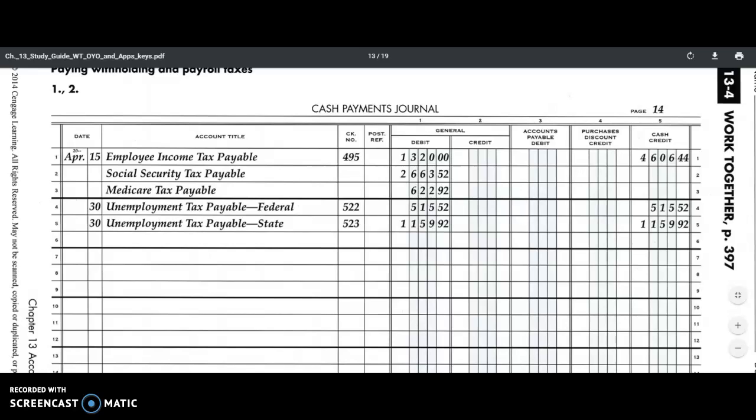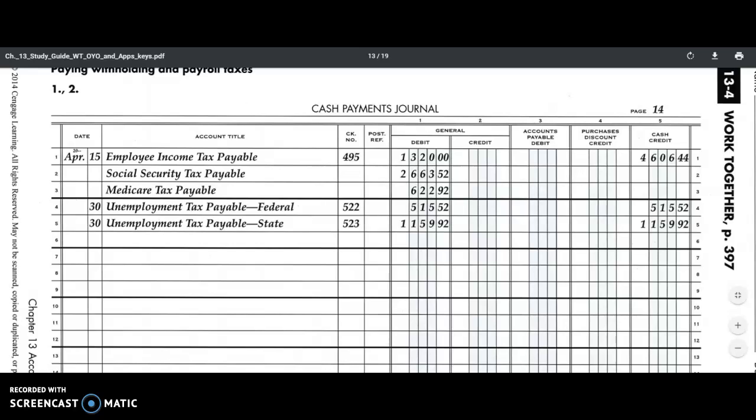So notice it says April 15. If you look at the date here, that means this would have been for the payroll of the month of March. It would be both March 15th and 30th added together. We're going to use check number 495 and journal page 14 for these taxes. So what we're going to do here is look at the information provided to us.